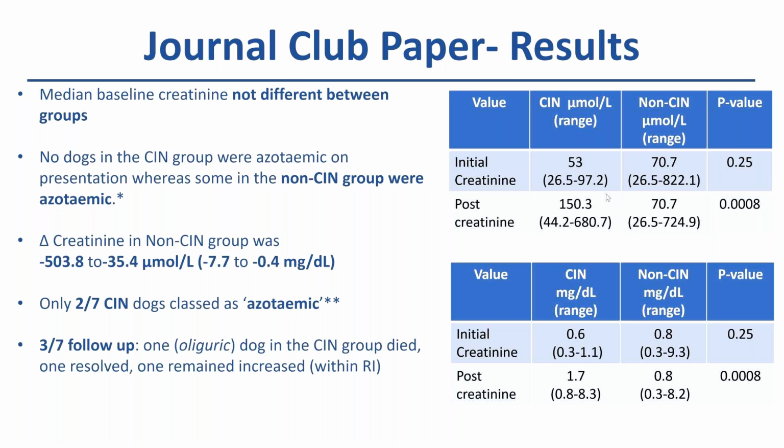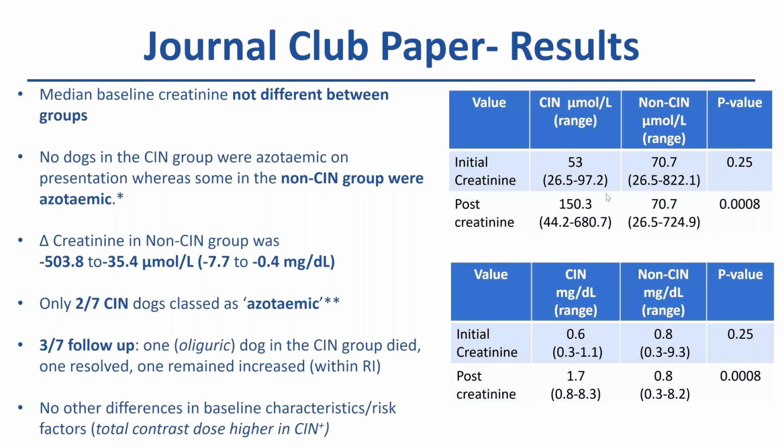They only had follow-up in 3 out of 7 of those dogs. One of them was uric, and unfortunately passed away. One of them resolved, so the creatinine went up and then went back to normal. And one remained increased, but it was within the reference interval. So grade 1 AKI, potentially later going on to stage 1 CKD, but wasn't followed up long.